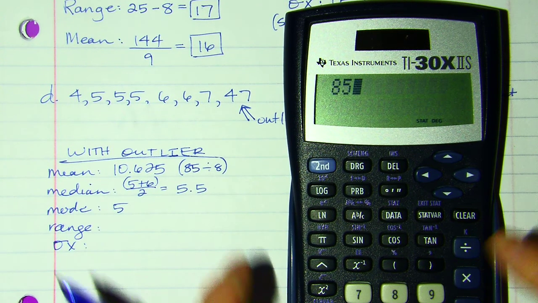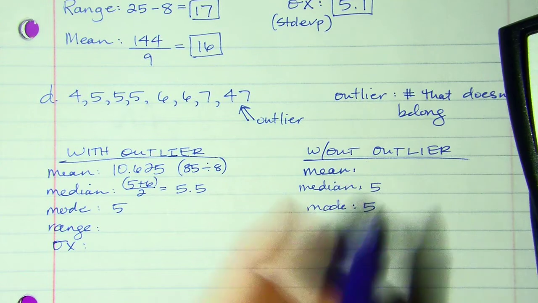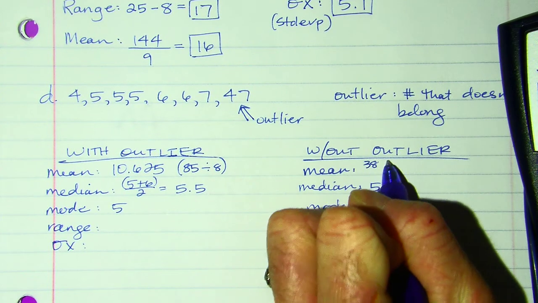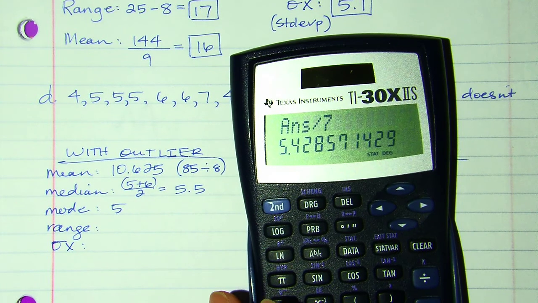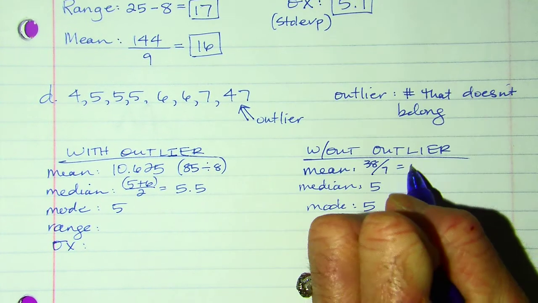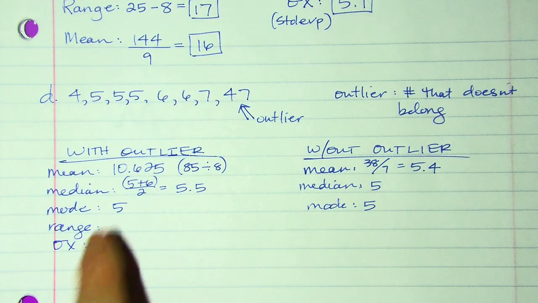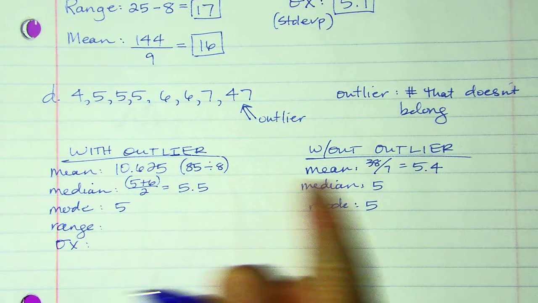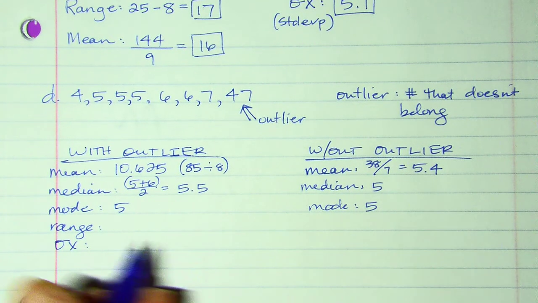Now, I remember that it was 85 divided by 8. So I'm just going to take 85, and without the outlier, I'm going to take off the 47. I now have 38 divided by 7. And without the outlier, my average is only 5.4. So notice the difference. That outlier really changed my mean. The mode is the same.